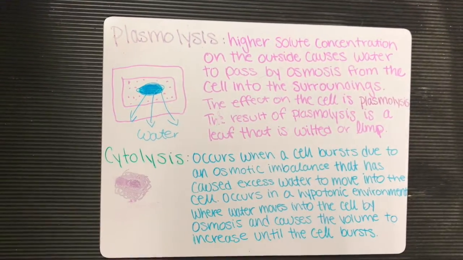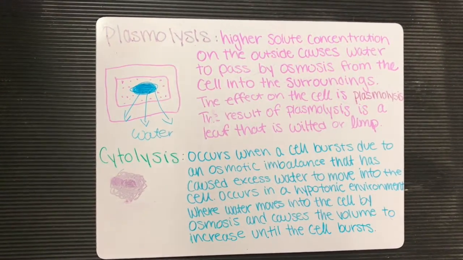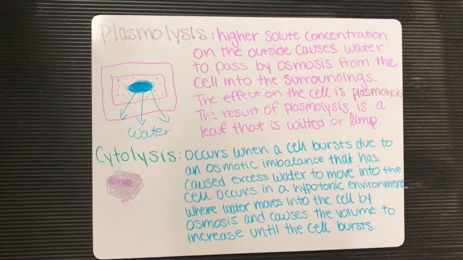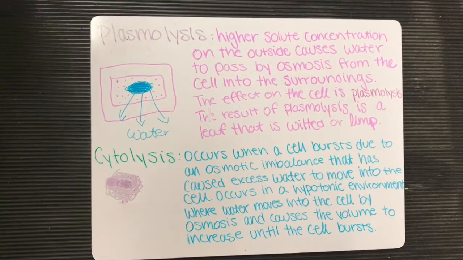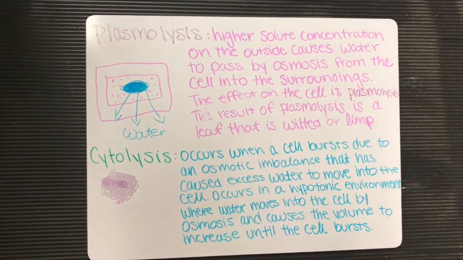Another topic discussed in Chapter 3 is how different types of solutions affect the cell. Plasmolysis. A higher solute concentration on the outside causes water to pass by osmosis from the cell into the surroundings. The effect on the cell is plasmolysis. The result of plasmolysis is a leaf that is wilted or limp.